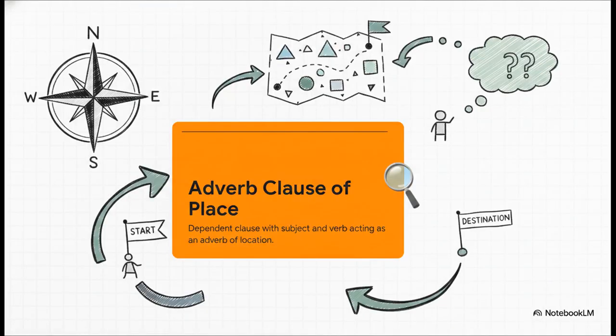But here is the upgrade. An adverb clause of place is a dependent clause that actually contains a subject and a verb, and the whole thing functions entirely as an adverb to describe where an action takes place. Now, what's really interesting here is how a simple concept, just pointing to a spot on a map, basically, expands into a full, dynamic grammatical structure. We aren't just saying here anymore. We're suddenly painting a highly specific, condition-based picture of a location.